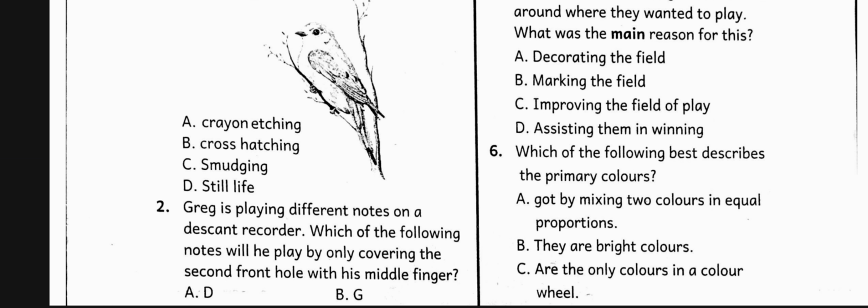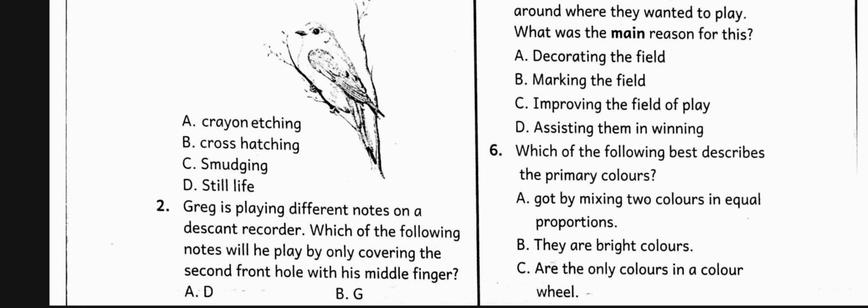And we start with the first question here. It says the technique used to create the pictorial composition shown below is known as. Just look at the photo. That one, it's a bird drawn and not visibly clear, but you can see some smudging. So that one is not crayon etching, it's not cross hatching, and it's not still life drawing, but we can see the shading of the picture after drawing. So the correct answer there is C, which is smudging.